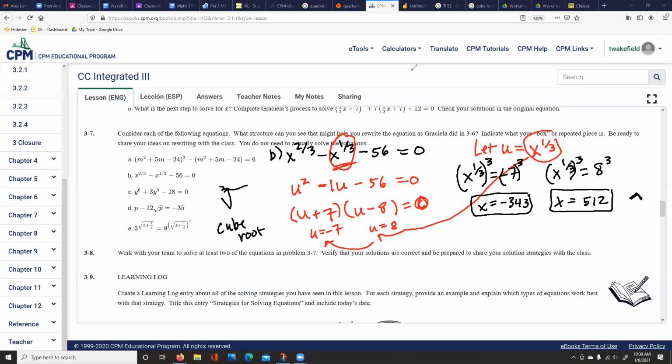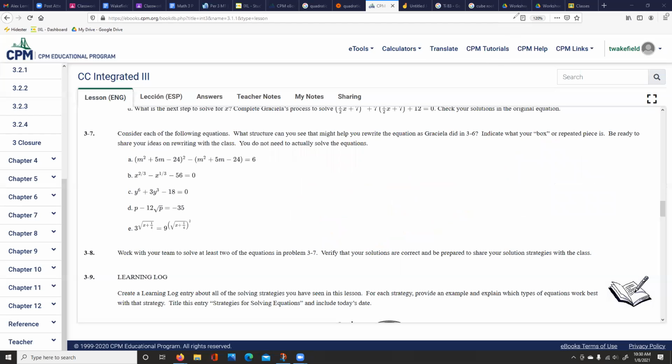We need to look at C. So I got to erase all this. Okay, and I don't think we'll solve all of C. We'll just do C because you need to read directions, and it says you do not need to actually solve the equation. It says that on half of your worksheet, today on the second half of your worksheet. Y to the 6 plus 3y cubed minus 18 equals 0.